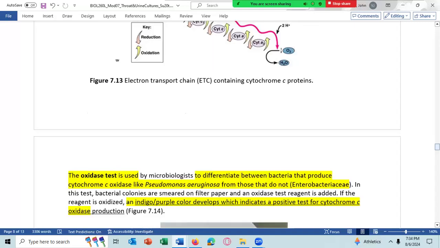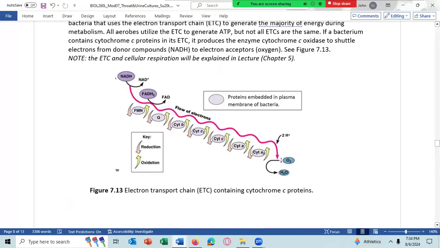The oxidase test is looking for the presence of cytochrome C, which is an important protein in the electron transport chain. So if it is performing aerobic respiration, it has to have cytochrome C, and the Pseudomonaceae have cytochrome C, and that's why they are oxidase positive.